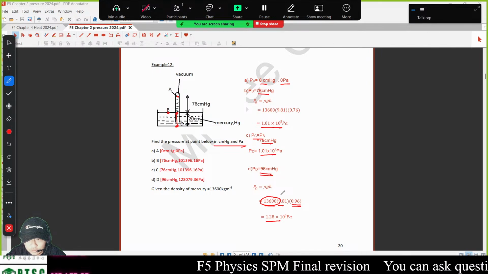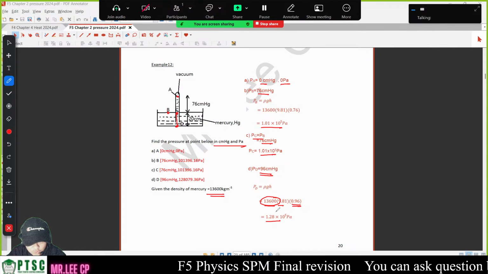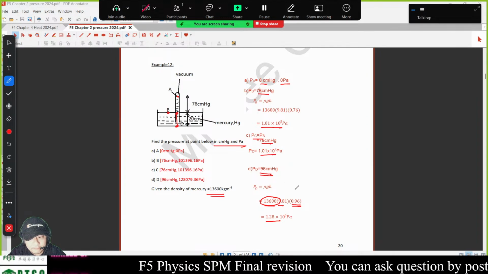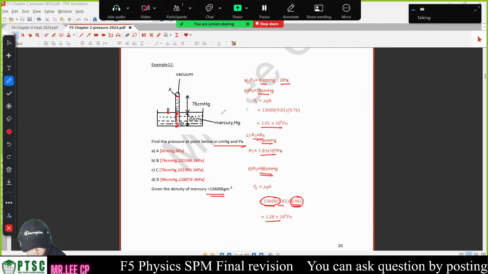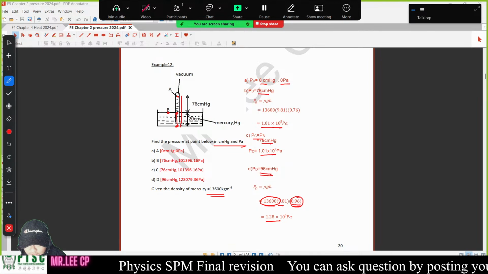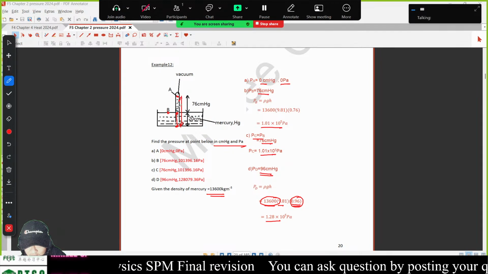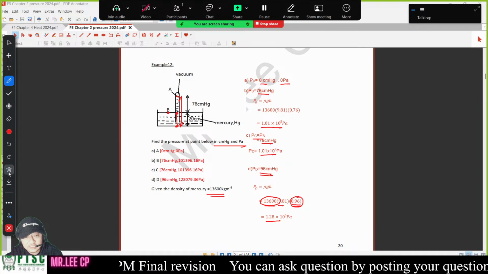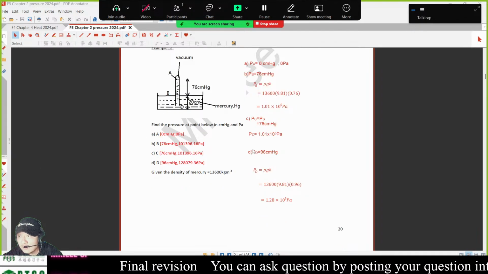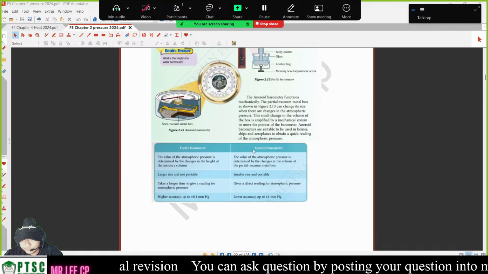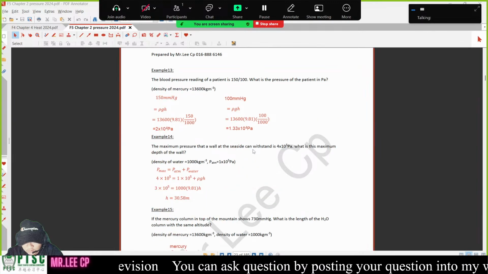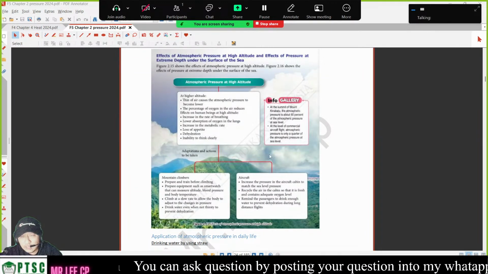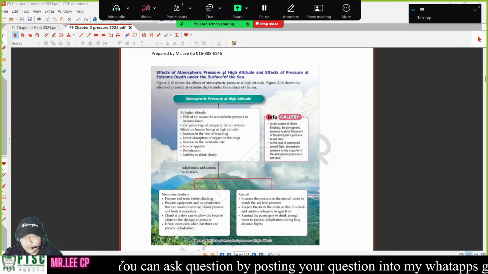You no need to memorize, they will give you. If you can memorize, it will be good also. Okay? Rho GH. This one is 0.96, from here to here, 0.96 because it is in meter. Okay, make sure you know. This one I don't want to do. This one, make sure you go and read it again.